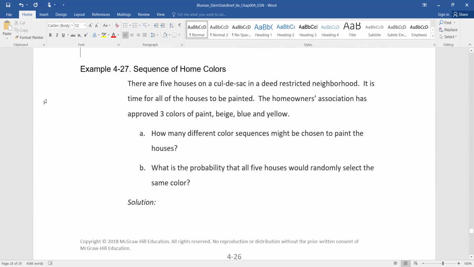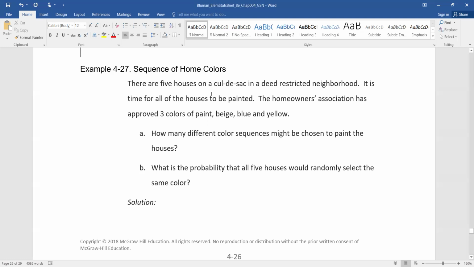So let's look at example 27. It says there are 5 houses and a cul-de-sac in a deed-restricted neighborhood. It is time for all the houses to be painted. The homeowners association has approved 3 colors of paint: beige, blue, and yellow. How many different color sequences might be chosen to paint the houses?